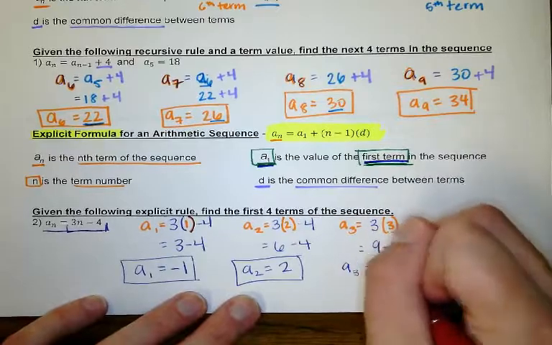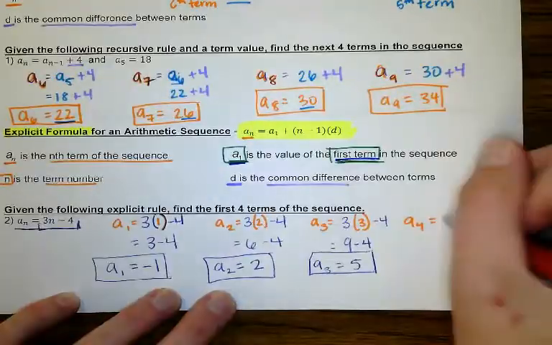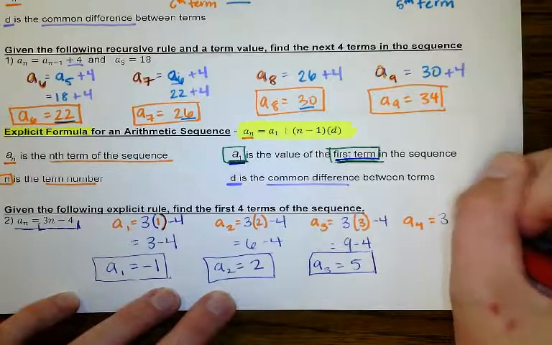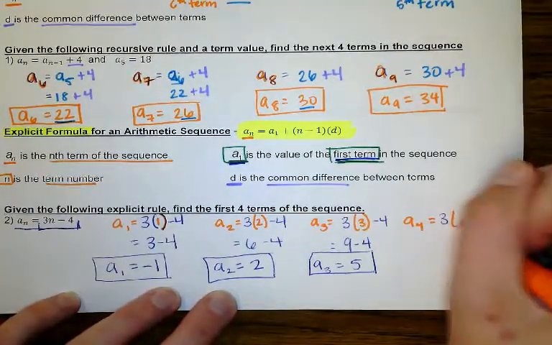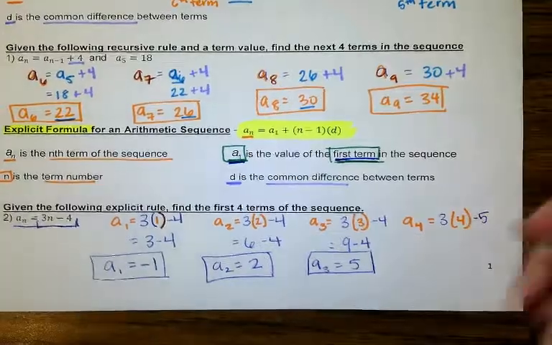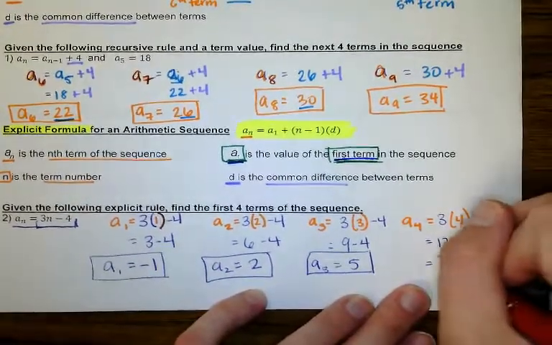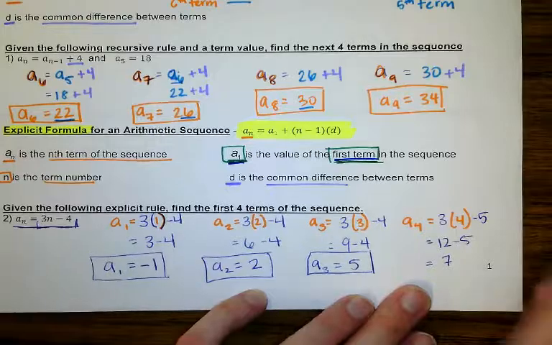And the last but not least, we're going to plug this in. We're going to say 3 times 4 minus 5. And so what do we have here? We have 12 minus 5. So that's going to be, nope. Why did I say 5? That's not right. Sorry, guys. That's 12 minus 4.